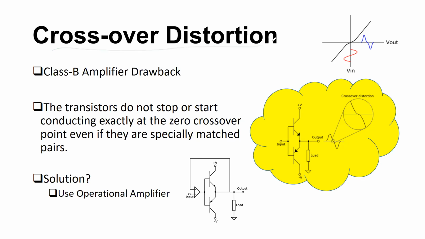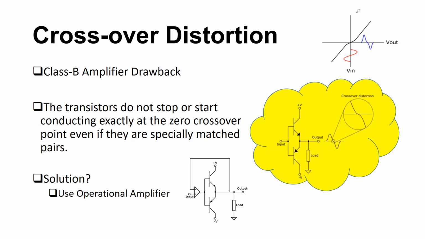In our previous modules, we understood what is class A amplifier, how it works, its operating principles, its advantages and its disadvantages. Similarly, we also understood what is class B amplifier, how it works, its construction, its advantages and its disadvantages. And one of the drawbacks of the class B amplifier is called crossover distortion that we are going to take a look at now.